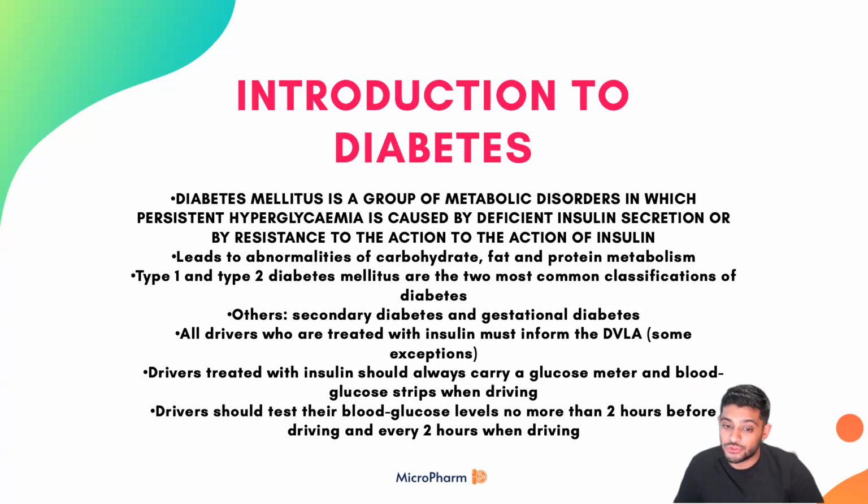All drivers who are treated with insulin must inform the DVLA. So when I say all drivers that are treated with insulin, am I relating this to patients with type 1 diabetes only, or type 1 and type 2 diabetes? Both, absolutely. Because there's a risk of them being treated with insulin of what? What's the risk if someone's having insulin constantly?